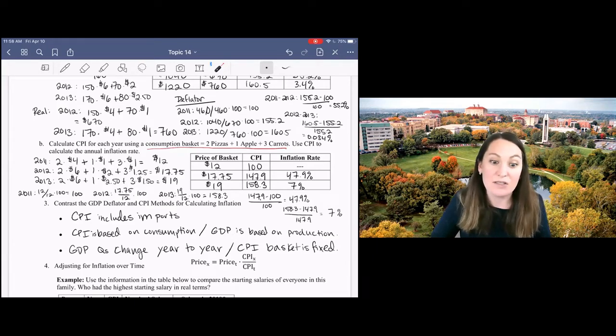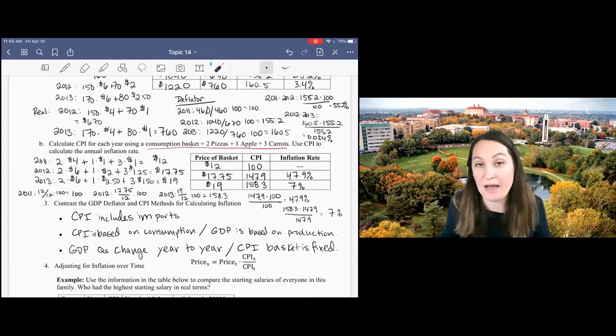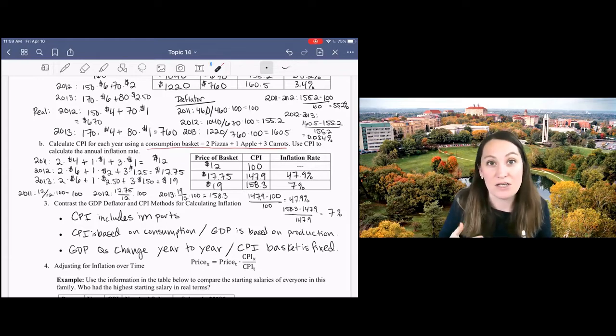All right, good. So that's it for calculating inflation. In the next video, we're going to see how we can use CPI to compare the changes in the real value of goods over time.